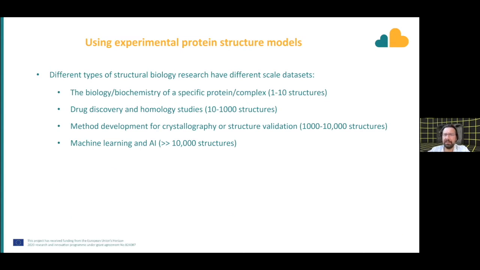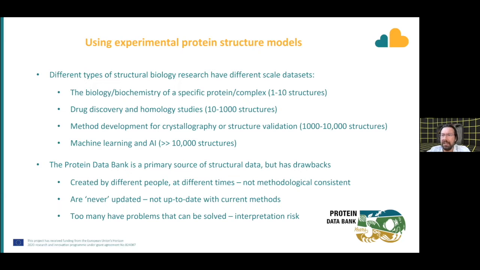Now, the key data source for these sort of data sets would be the Protein Data Bank. And it's been a great success for more than 50 years now. But it also has some drawbacks.